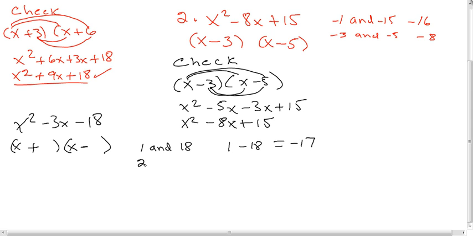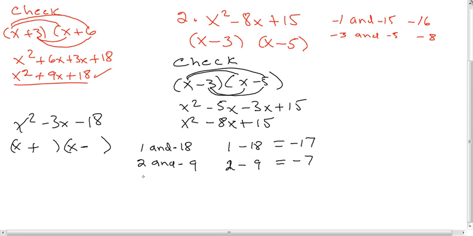Let's take 2 and a negative 9, because again we're looking for the middle term to be negative, so the greater term has to be negative. So 2 times negative 9 will give us a negative 18, but when we add 2 minus 9, we'll get negative 7. Okay, still that's not the correct answer.